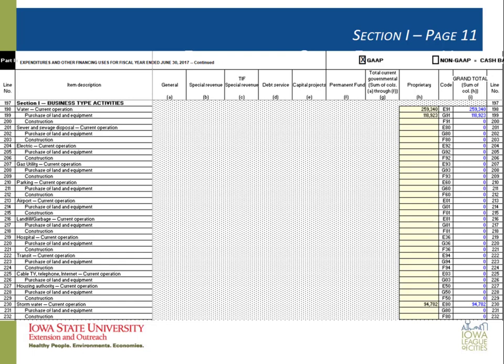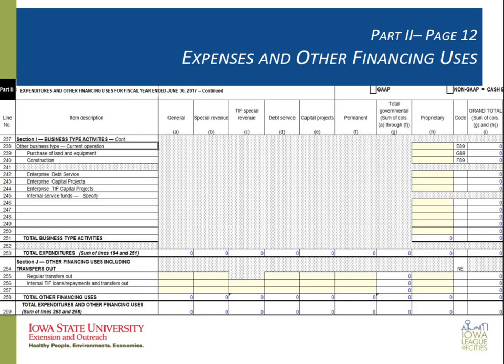Each category, water, sewer, gas, electric, and so on, have details that can be filled out for operation, purchase of land or equipment, and construction. This city, for example, had expenses for their water department and also for their stormwater department. Fill out all of your expenses under the appropriate business category. Please notice that there is a section for other business type current operation in case you have a utility that is not listed. And down toward the bottom of the column, you have an area for enterprise debt, capital projects, and TIF projects.